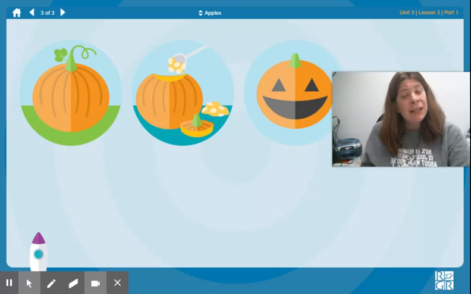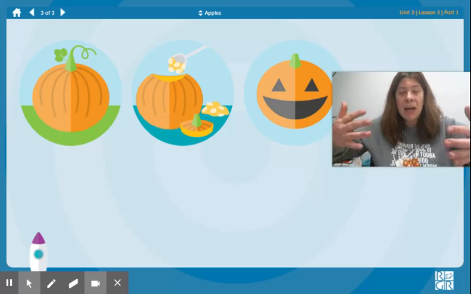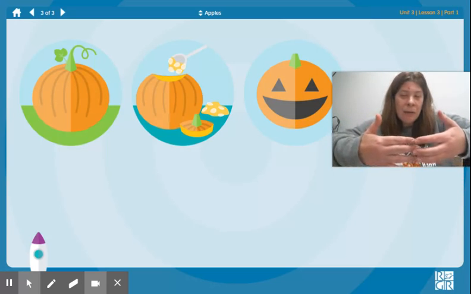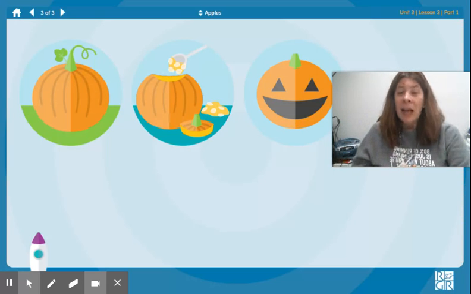It was Halloween season, so I went to the pumpkin patch. I got myself a big round pumpkin. And then I had an idea. I want to make a jack-o'-lantern. But I had to cut open the pumpkin. So I took the top off and started scooping out the seeds. And last, I had my jack-o'-lantern.